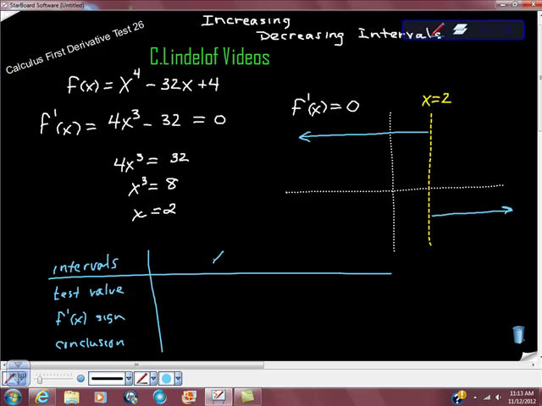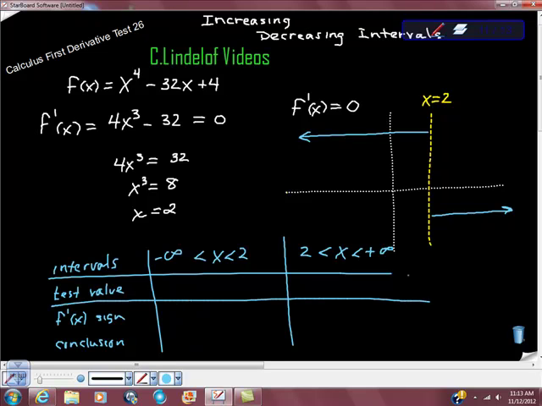The intervals are pretty easy. We have x is less than 2 but greater than negative infinity. That's this arrow right here. And the second interval is the one that goes the other way, which is x is greater than 2 but less than positive infinity. Choose some test values here. For x less than 2, I guess I'll choose f prime at 0. And f prime at 0 is what? It is negative 32. So it's less than 0. So it's decreasing, isn't it?